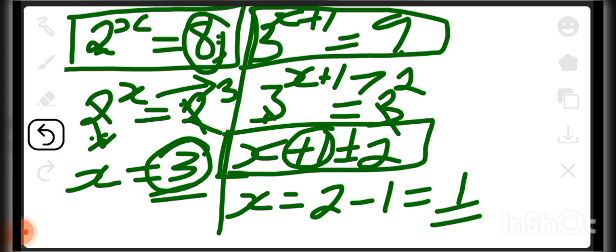So in the first one, x is equal to 3. The second one, x is equal to 1. So take note of that. So let's look at the next question.